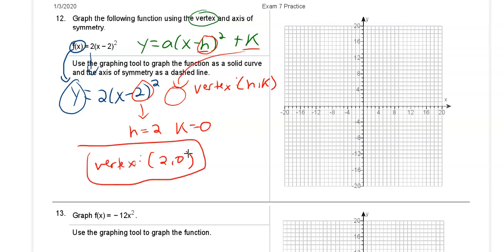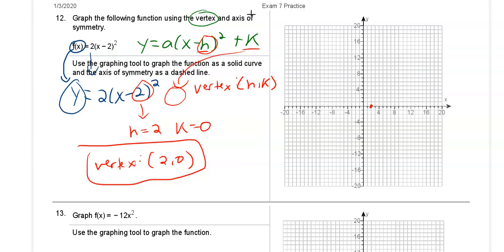So there's the vertex. The vertex will either be the very top or the very bottom of your parabola, depending on which way the parabola is going. If it's going like this, the vertex is the very bottom. If it's going like this, the vertex is the very top. Right? So let's see what we have here. We have 2, 0, which would be this point right here. So there's our vertex. It's either the top or the bottom of our parabola.